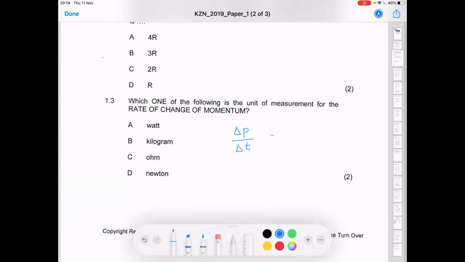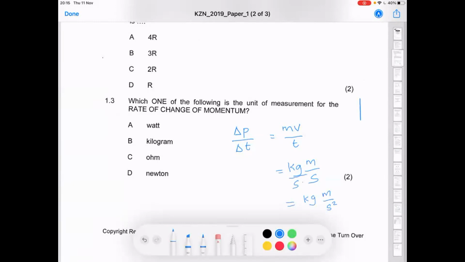So how do we find delta P? It's the change in mv. Okay, so it's delta mv, but I'll leave out the deltas now. So it's mv over T. What is the unit for mass? It's just kilograms. V is meters per second, and time is second. So then I end up with kilogram meter, and I've got second squared at the bottom.